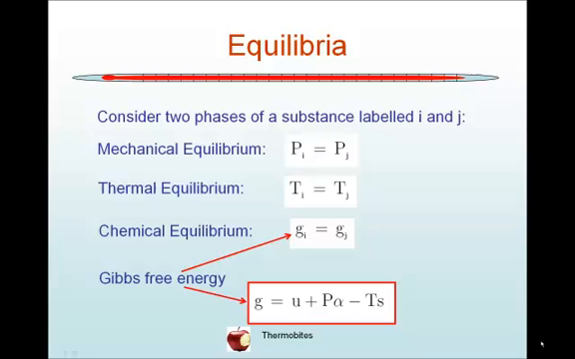The Clausius-Clapeyron equation deals with equilibrium curves, that is equilibrium curves between two phases of a substance, which we'll label I and J. We can talk about mechanical equilibrium, which is equilibrium between the pressures, so Pi is equal to Pj, thermal equilibrium, where Ti equals Tj, and something known as chemical equilibrium, where gi is equal to gj, and lowercase g is the Gibbs free energy per unit mass, so it's equal to lowercase u, the internal energy per unit mass, plus P alpha, where alpha is the specific volume, the volume per unit mass, minus Ts, where s is the specific entropy.